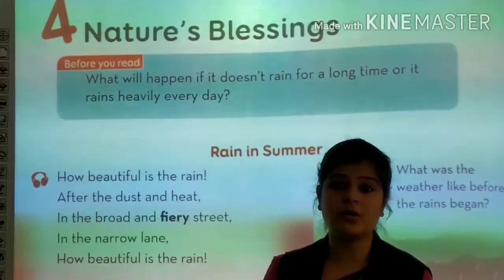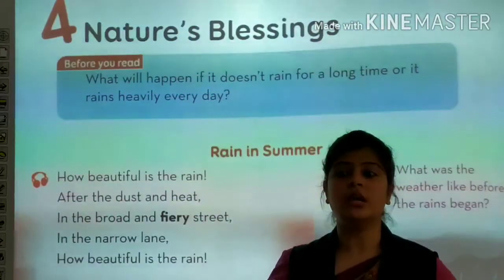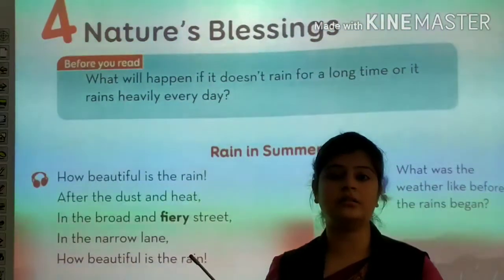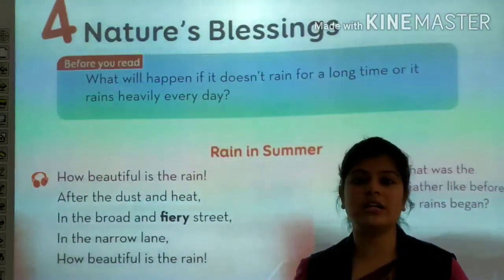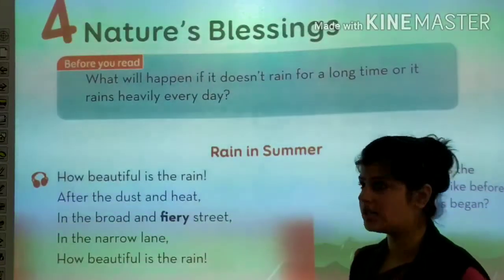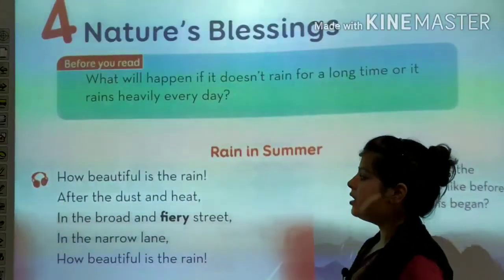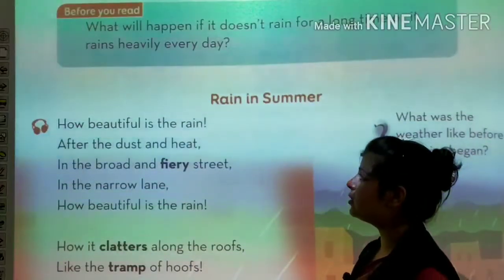Also describing the sound, that when it comes on the earth, which sound and what kind of sound it produces. Okay, so basically the poet is overjoyed and he is describing the rain in this poem. So let's read. Look at the poem, how beautifully the poet is describing the rain.